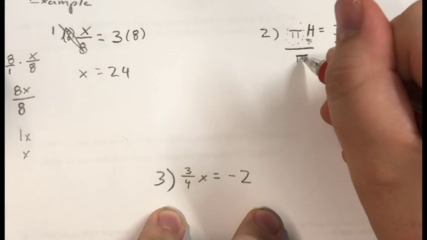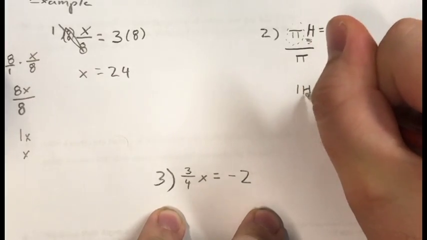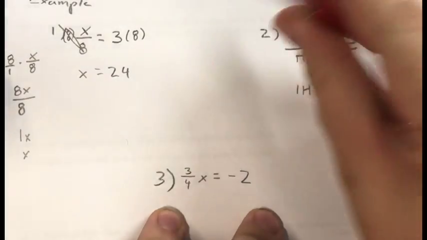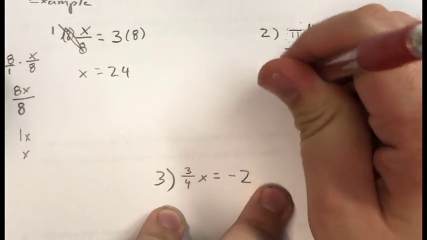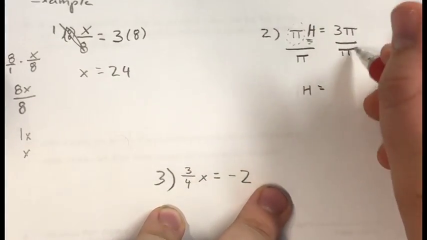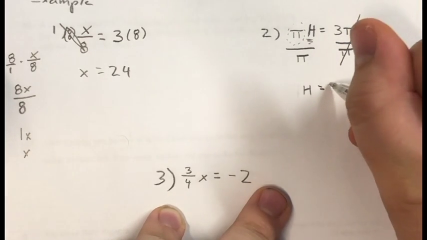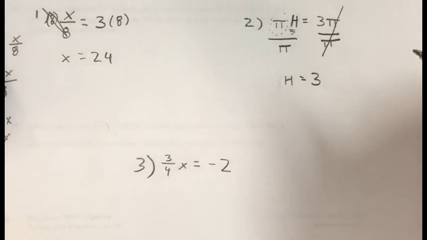Well, pi divided by pi gives me 1, so I could say 1h, or I can just say h, which would be easier, is equal to 3 pi divided by pi. These cancel out and leave me with just 3.